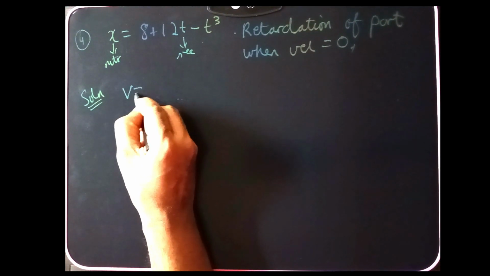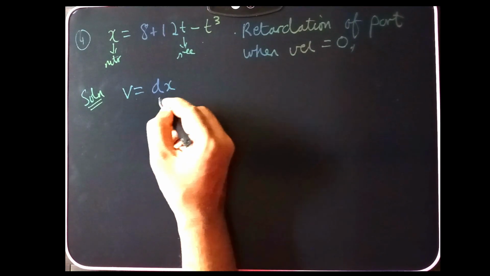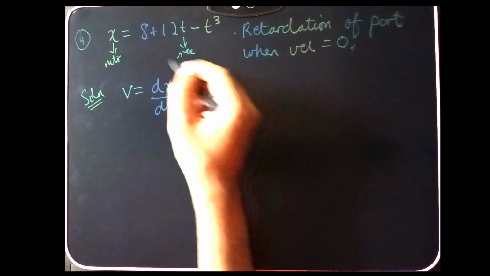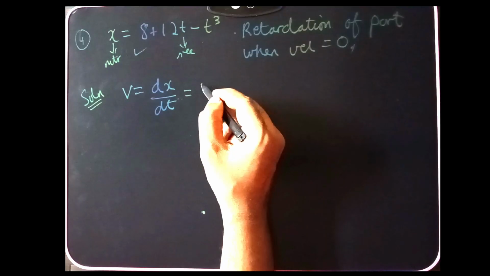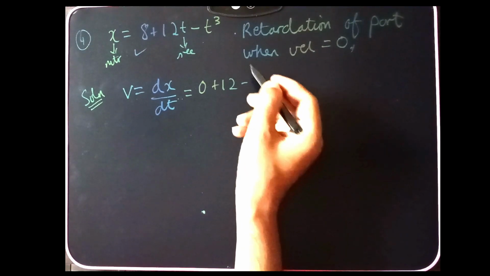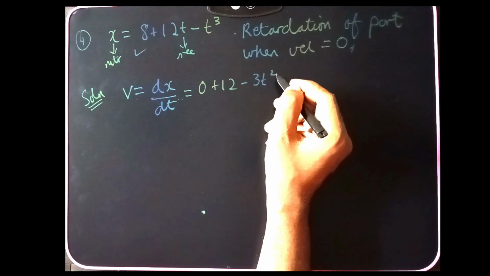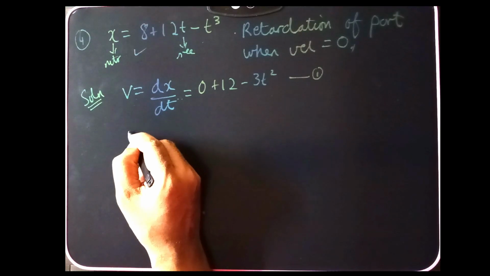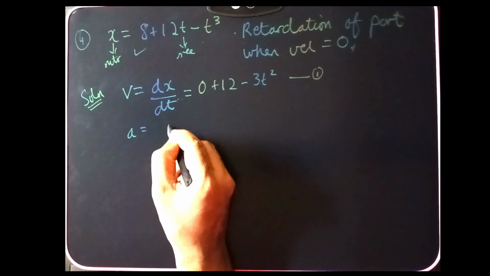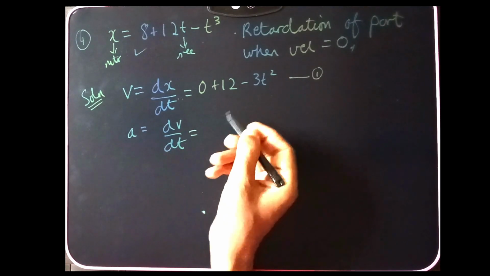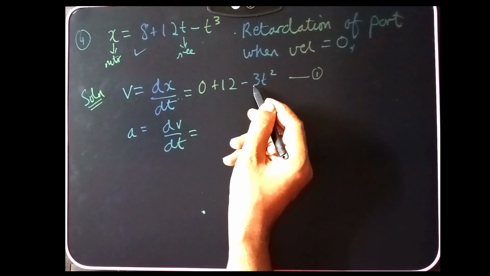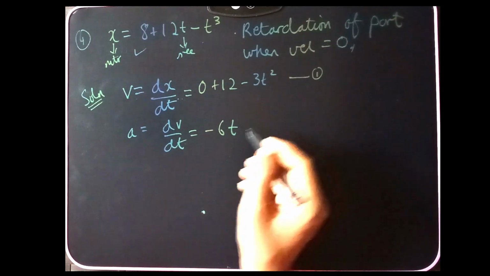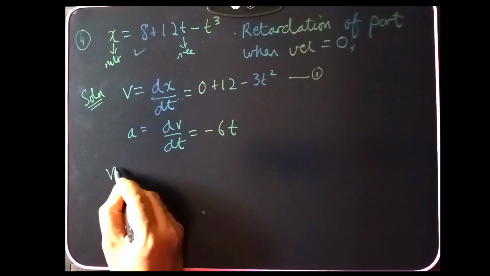So velocity is given as change in displacement by change in time. So here we can take the differentiation of this particular expression. What will you get? We'll get 0 plus 12 minus 3t square, right? This will be for velocity. What will acceleration be? dv by dt, so this will be 0, this will be minus 6t. This will be acceleration.